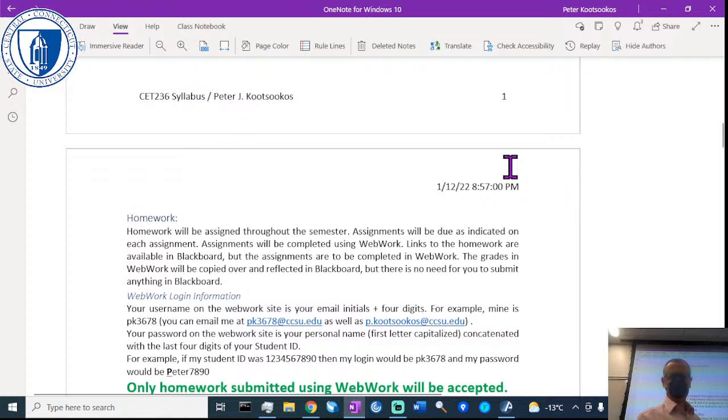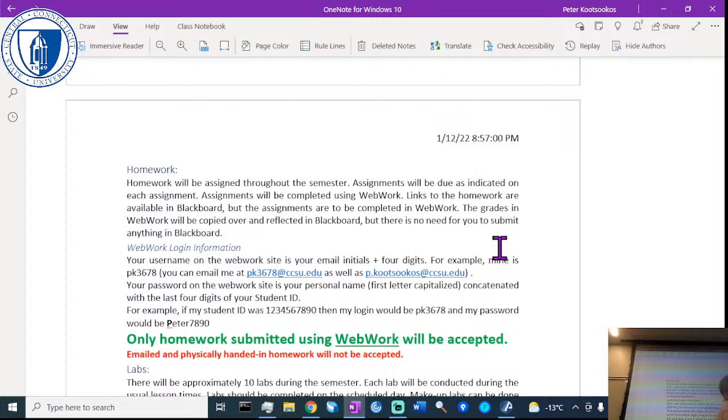So homework is due when it's due. I have links in Blackboard, but the actual system that does the homework is a thing called WebWork that Professor Broderick has set up. So that will take you to a link there. There's no need to actually submit the homework in Blackboard, provided you do it in WebWork. I copy the grades across. You do need to submit your lab into Blackboard.